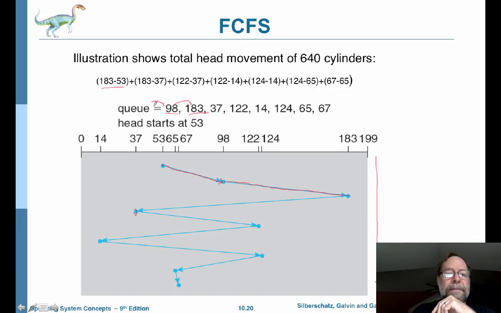And then to go from 98 to 183 would have that distance, whatever that's supposed to be. And then you'd have the distance going from 183 to 37. So you just calculate the differences of all of those and add them all together. And what you'll find is that the total distance that the head traveled was 640 cylinders. So that's our starting point for talking about how fast our different algorithms are going to be: 640 cylinders for first come, first serve to satisfy this request string.